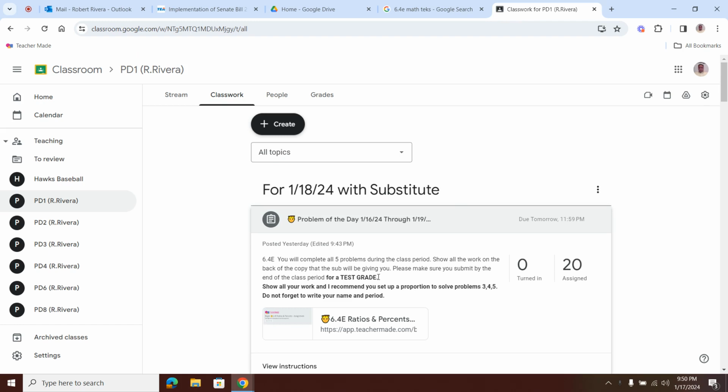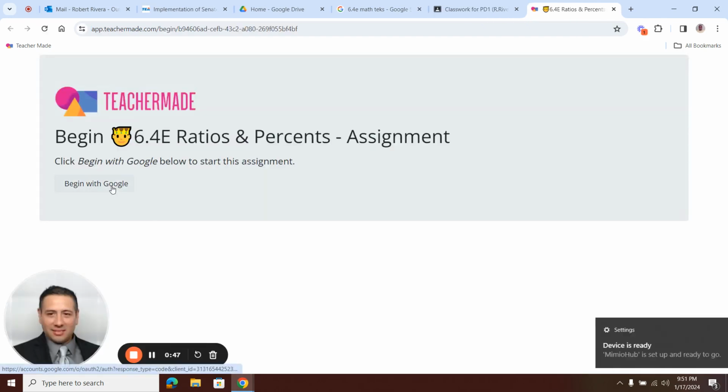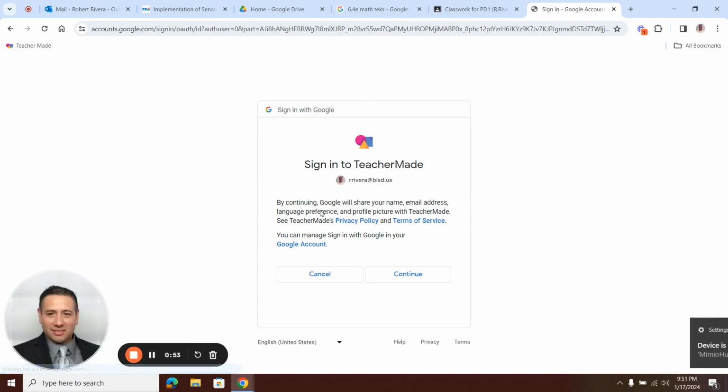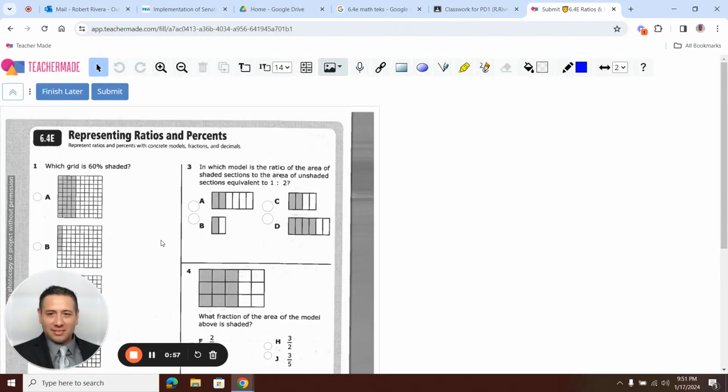You need to show all the work, and I recommend you create proportional situations to solve problems 3, 4, and 5. Do not forget to write your name and period. This is the assignment. So this is your assignment.